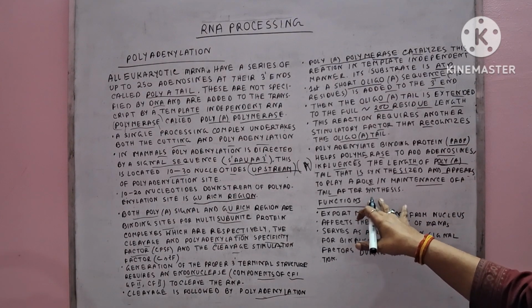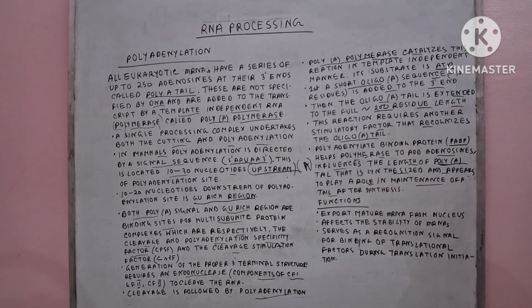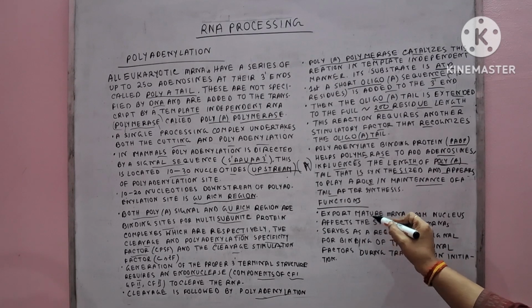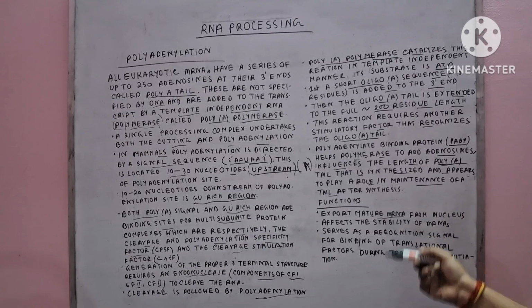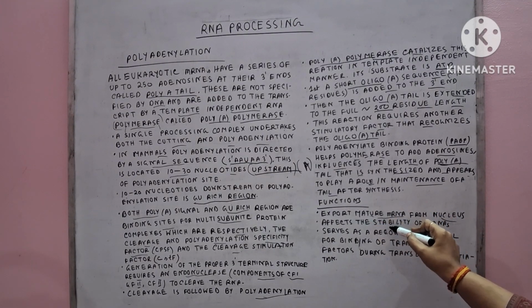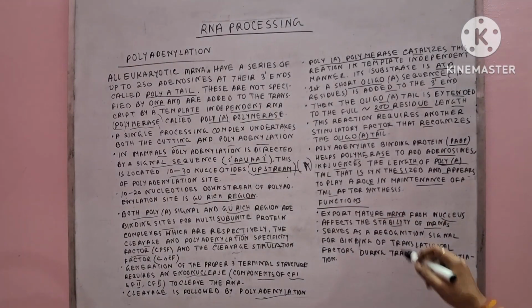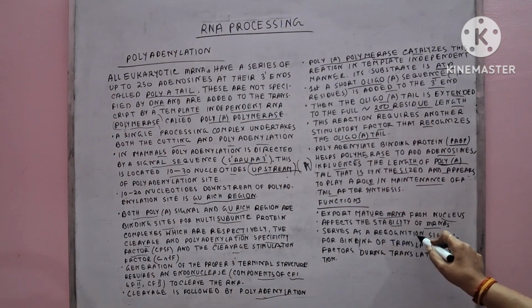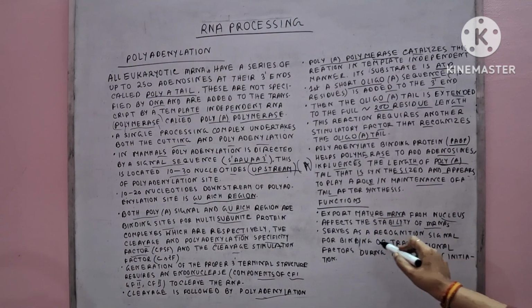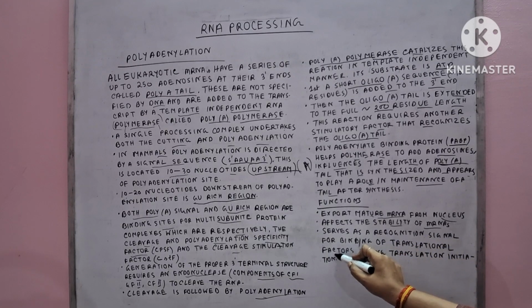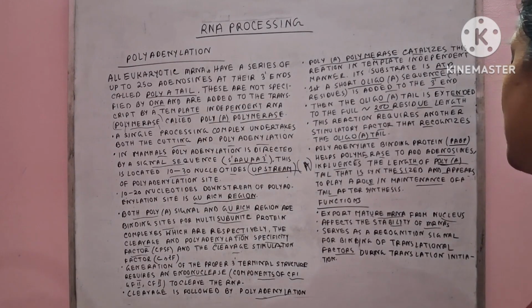So now what are the functions of the polyadenylation? First one, the mature mRNA is exported from the nucleus and it affects the stability of the mRNA. Obviously, by the process of polyadenylation, the stability of the mRNA is maintained, and it also serves as the recognition signal for binding of the translational factors during the initiation process, that is seen in the translation process.